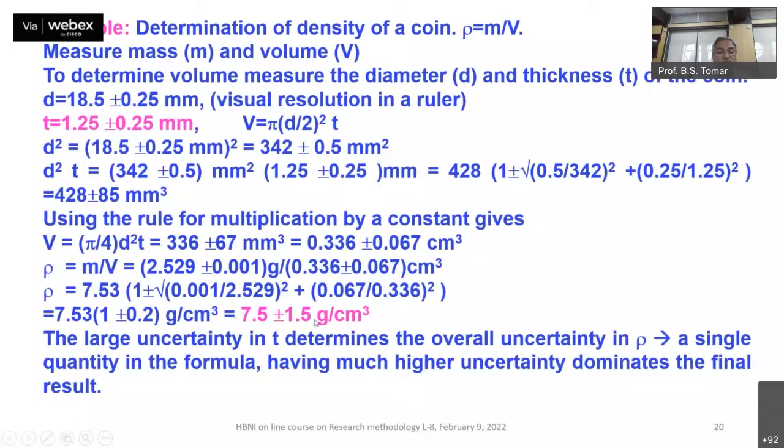That is what is reflected in the final density. So the large uncertainty in thickness determines the overall uncertainty in density. If a single quantity in the formula is erroneous, then however accurately you determine the mass, your measurement will not be accurate. So the much larger uncertainty dominates the final result. In the formula, whatever quantities you are using, all of them should have low uncertainty. A single quantity can spoil your measurement.